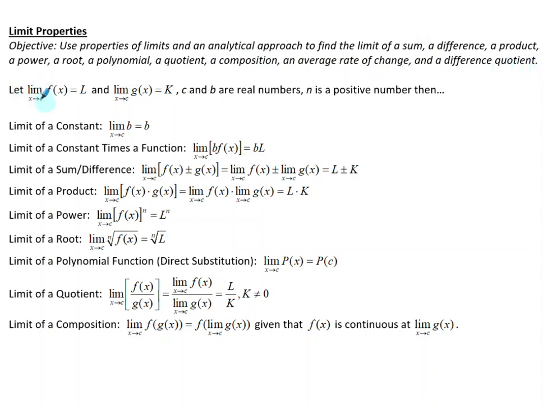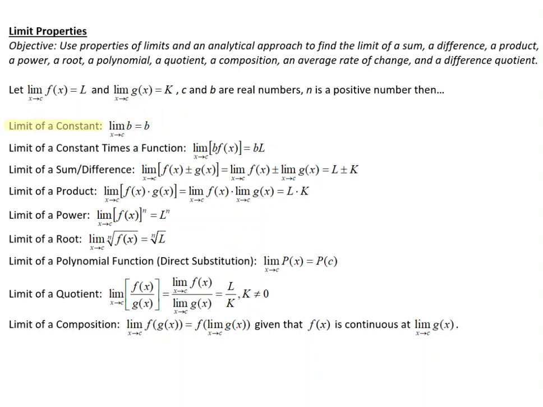Let the limit as x approaches c of f of x equal L and the limit as x approaches c of g of x equal k. c and b will represent real numbers, and n will represent a positive number. Then it is true that the limit of a constant looks like this: the limit as x approaches c of the constant b equals the constant b.